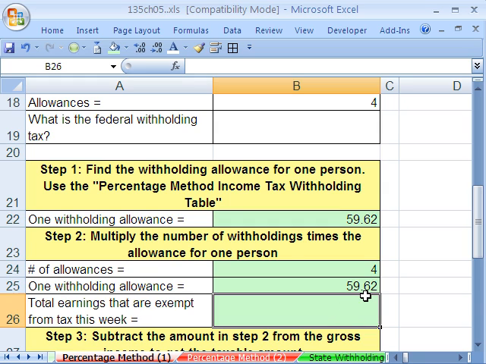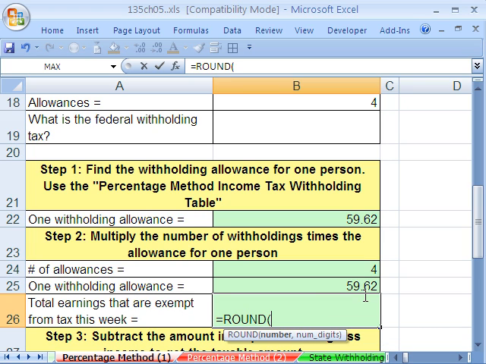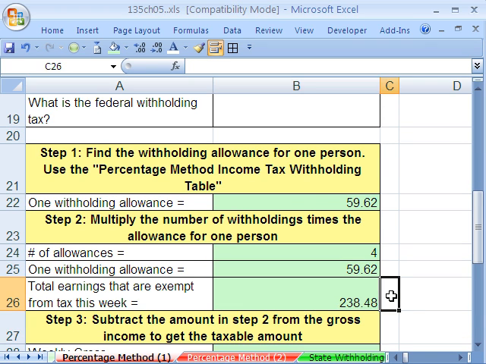So we're going to have to use our round function: equals round, this amount here times this amount here, comma 2, close parentheses. All we did is we took this allowance for one person and multiplied it by 4. So there it is. Isn't that nice? They're going to let us keep that amount of our current weekly earnings and not tax it.